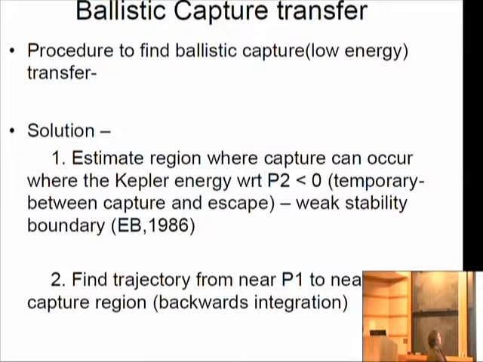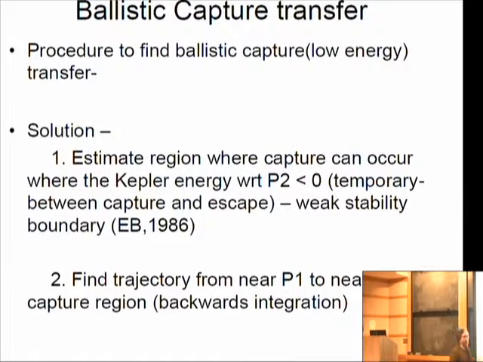And basically what you're looking for is a capture which is a transition between capture and escape. And from dynamical ideas, one realized right off the bat that's going to be a very delicate thing, quite unstable. And it was found by, number one, estimating a region where it occurs, which we call the weak stability boundary. And the second is you find a trajectory from near where you're starting, P1, to near the moon. And this was solved by the method of backwards integration.